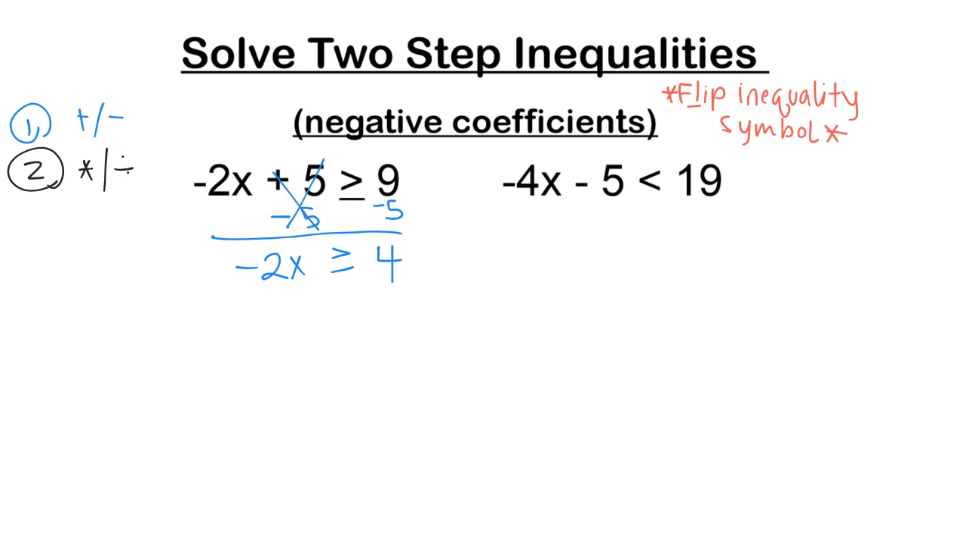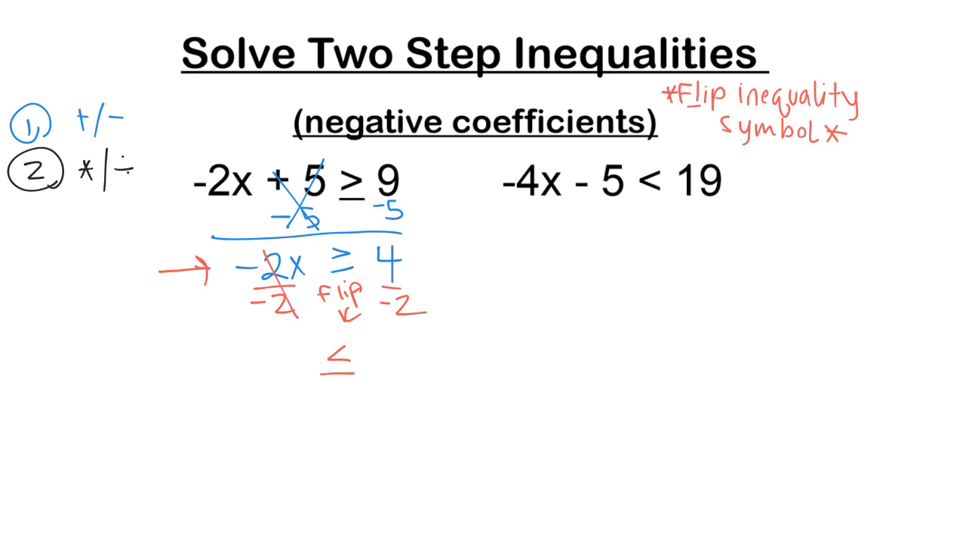Now is the new thing that we're going to learn. Because I see a negative here with the negative 2x, that means I need to flip the inequality symbol when I solve it. So because I'm having to divide by a negative 2, that's the negative coefficient, this greater than or equal to sign is going to change to less than or equal to. So I still continue to solve it the same way. I just flip my sign around.